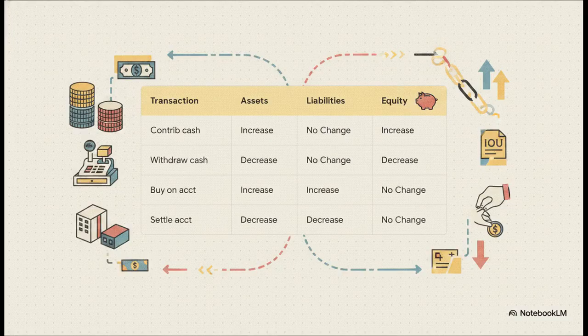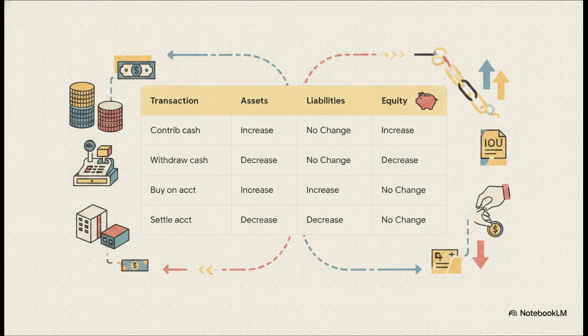Now, what's really interesting about this slide is how it perfectly proves the unbreakable rule of double-entry accounting. Let's just walk through it row by row. If an owner contributes cash, well, your assets increase, and your equity increases because the owner's claim on the business just grew. But what if the owner withdraws cash? Assets decrease and equity decreases.